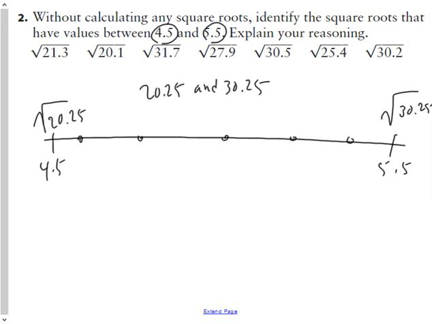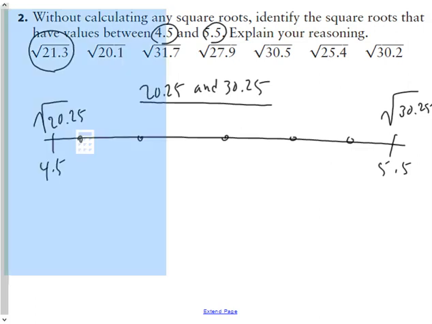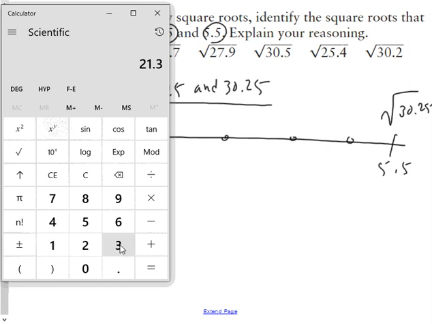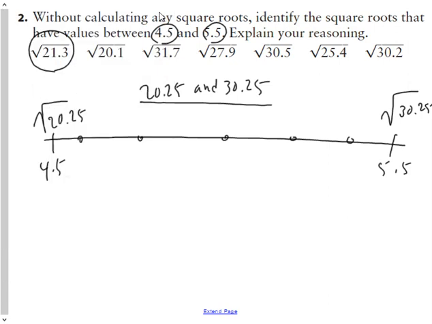So if I look at this, this one is between that range. So the square root of 21.3 should be between 4.5 and 5.5. If I take my calculator, I go 21.3 and press the square root button. It is 4.6, which would be right around here maybe. 20.1 would be just a little bit before that because 20.25 is there. So that is not one number that has it. 31.7 does not have a square root between them because it would be past 5.5 or past 30.25. This one would because it's in between there. This one would not because it's after 30.25. This one would, and this one would.